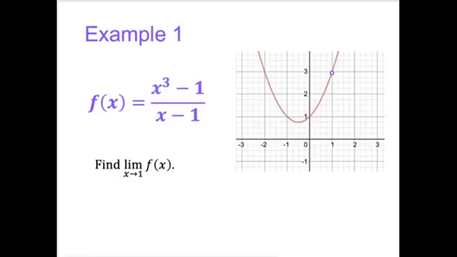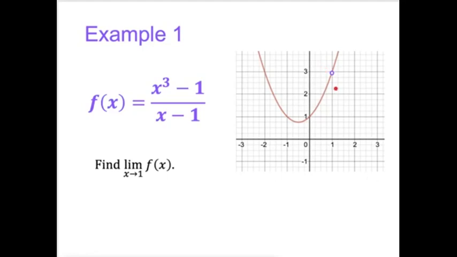Now let's look at example 1. For example 1, we're shown the graph of f of x equals x cubed minus 1 over x minus 1. We're asked to find the limit as x approaches 1 of f of x. Well, notice that there is a removable discontinuity here. So are we able to find the limit?